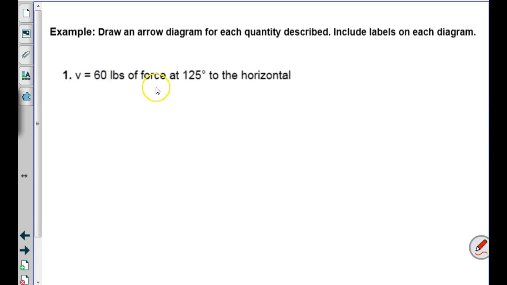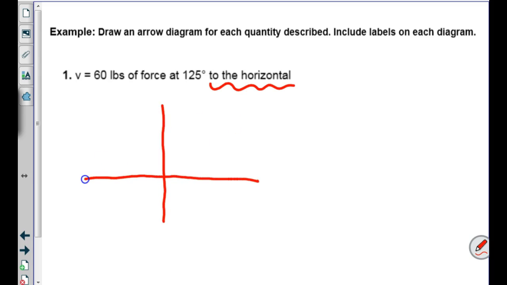Number 1 says 60 pounds of force at 125 to the horizontal. Whenever it says to the horizontal, it's just indicating off the positive x-axis. So we need to indicate that we are going around 125 degrees.